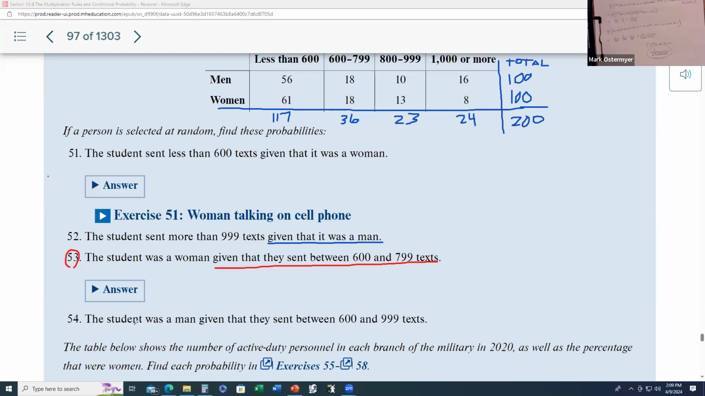All right, number 54. Throw it into a classwork. What's the probability that a student selected was a man, given that they sent between 600 and 999 texts? All right, so see if you can do number 54 and I'll repeat that probability.